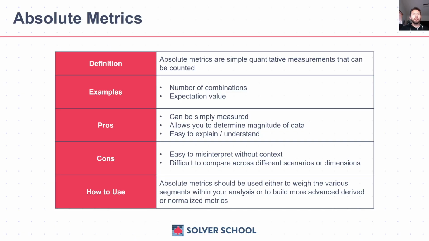So without that context, it's a little easy to misinterpret those. It's also difficult to compare those across different scenarios or dimensions. It's hard to compare a scenario in one pot versus another pot if the pot sizes are very, very different because we are anchored at a different level of the pot size. So absolute metrics ultimately should be used to either weigh the various segments within your analysis or to try to build more advanced derived or normalized metrics.